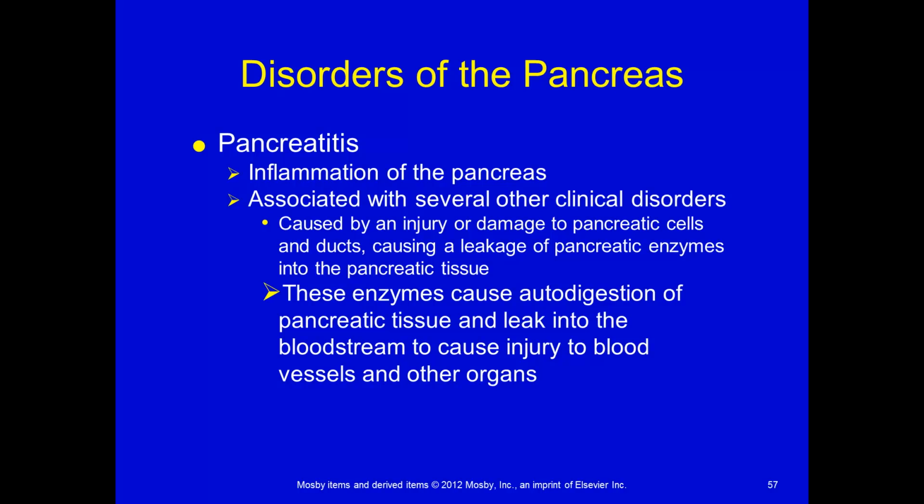Okay, and then last but not least, disorders of the other accessory organ, the pancreas. So pancreatitis, inflammation of the pancreas, is associated usually with several other clinical disorders because it's caused by an injury or some type of damage to the pancreatic cells and ducts, causing a leakage of pancreatic enzymes into the pancreatic tissue. Now, the problem with this pathophysiology is that the enzymes then cause autodigestion of the pancreatic tissue itself, and can leak into the bloodstream to cause injury to blood vessels and other organs and wreak havoc in the GI system.